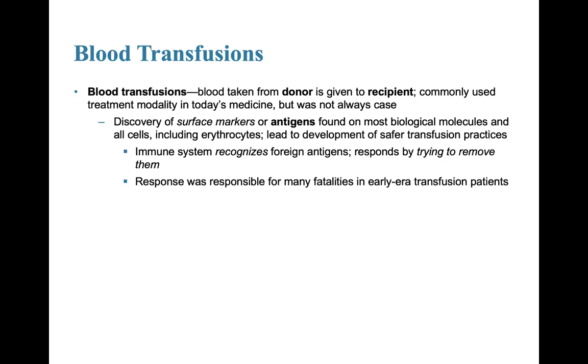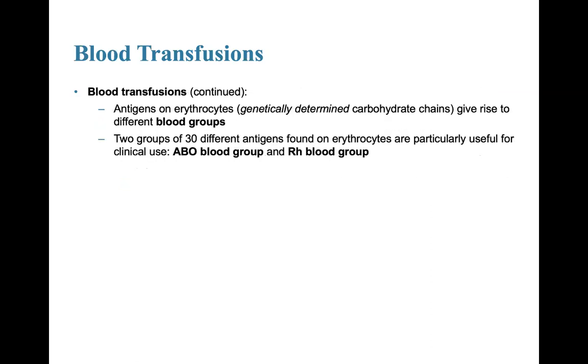What happens is the immune system recognizes foreign antigens, and it responds by trying to remove them. The response was responsible for many fatalities in early transfusions. There are two types of transfusion reactions that we're worried about, the ABO blood group and the Rh blood group.